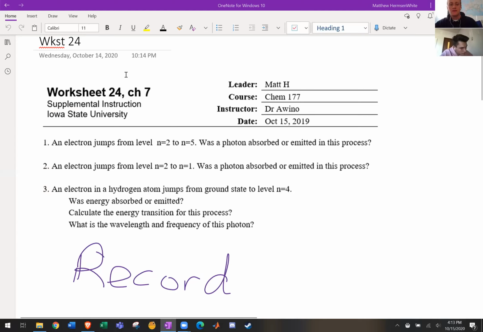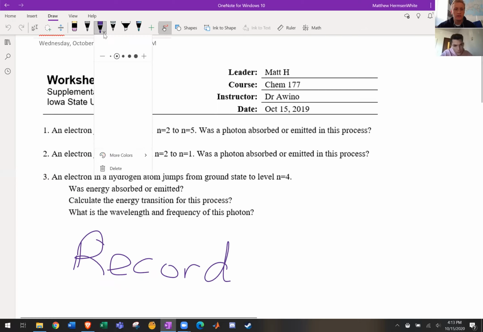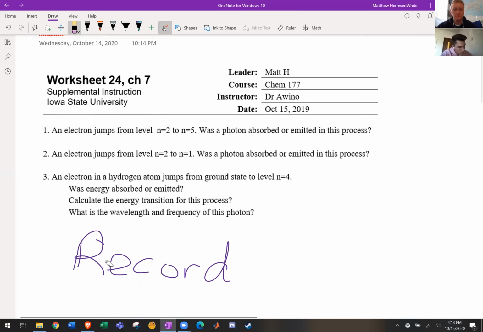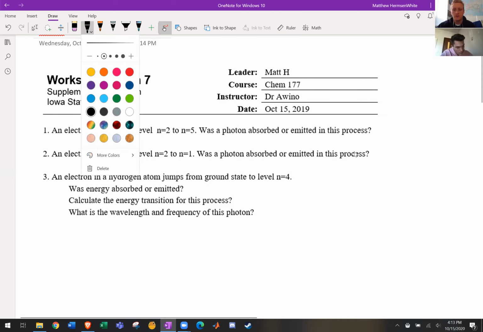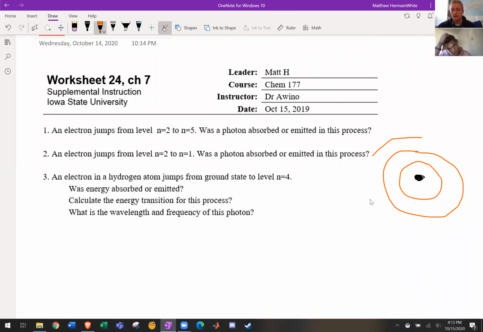So let's begin with discussing some electron jumping. In numbers 1, 2, and 3, we're going to be talking about electrons changing from different orbital levels. So if I was going to draw a nucleus of an atom, and then you have the electrons that are orbiting around the outside. Now I know this is not a true representation of what the electron orbitals are like. They're much more complex, but let's just use this for our discussion just for now.